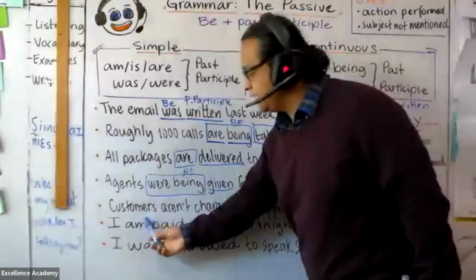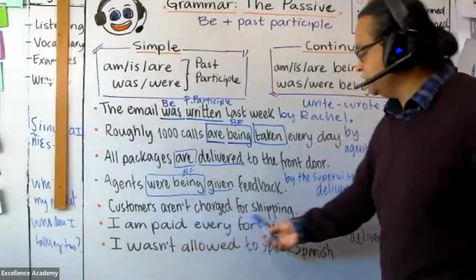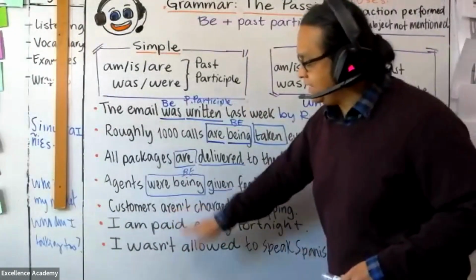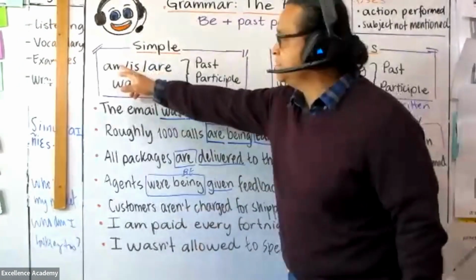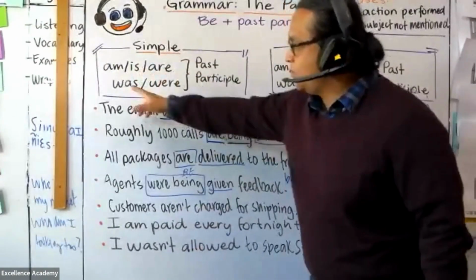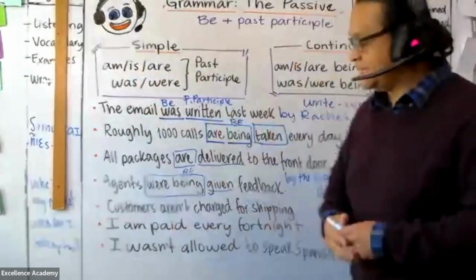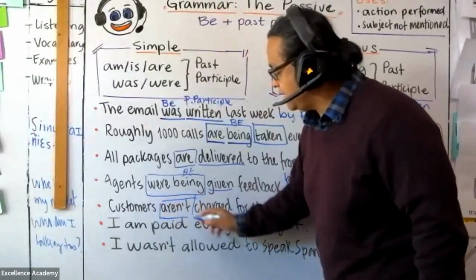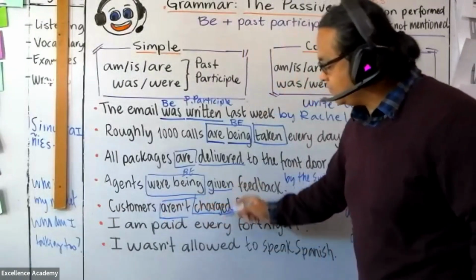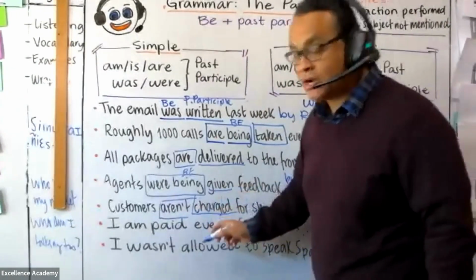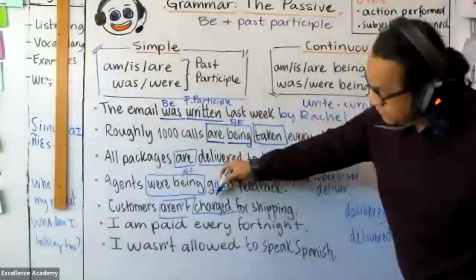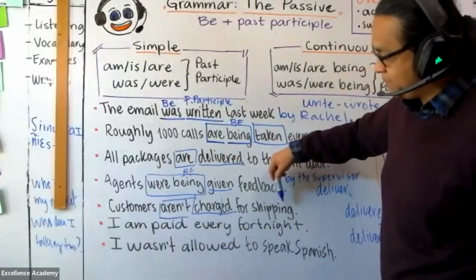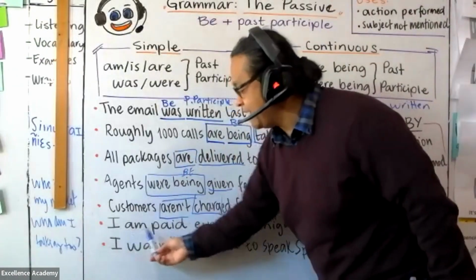Next example, customers aren't charged for shipping. Customers aren't charged for shipping. Here we've got the negative. We just changed the negative forms, am not, isn't, aren't, wasn't, or weren't, to express the idea in the negative passive. So here we're going to have negative be. Again, we have the regular verb with an ed ending, charged, and that would be the negative form expressed here, aren't charged for shipping.